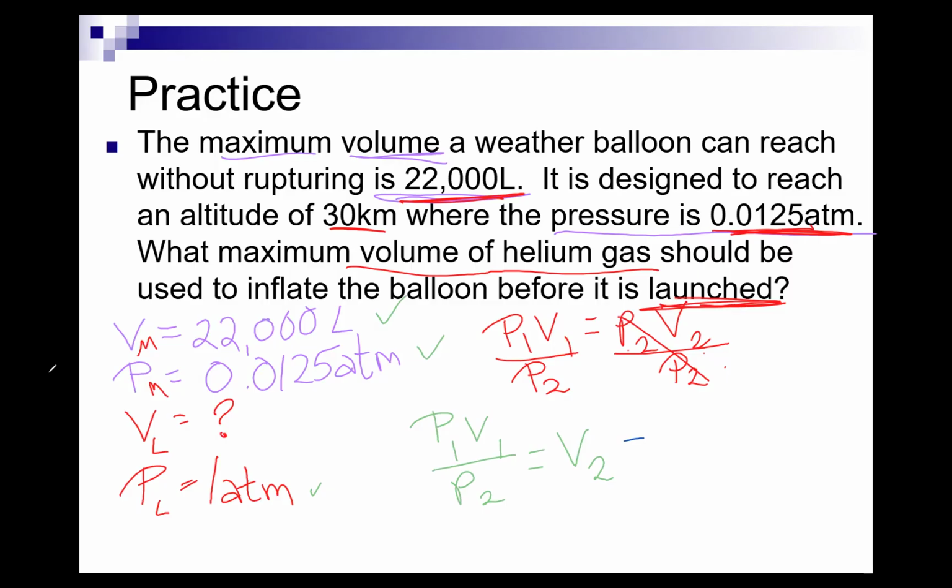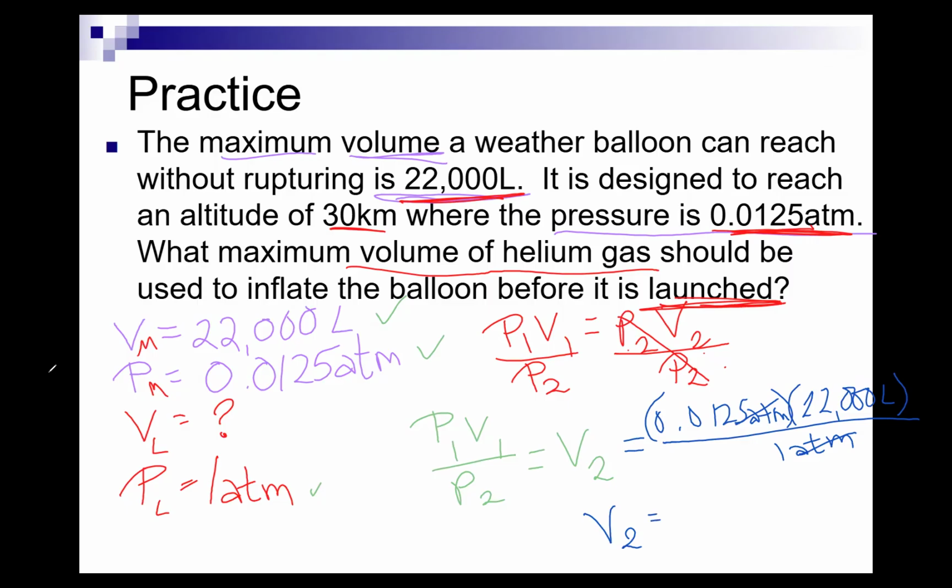So V2 equals P1, 0.0125 atmospheres, times 22,000 liters, divided by 1 atmosphere. My atmospheres will cancel out. So my V2 equals 0.0125 times 22,000 divided by 1, which equals 275 liters.